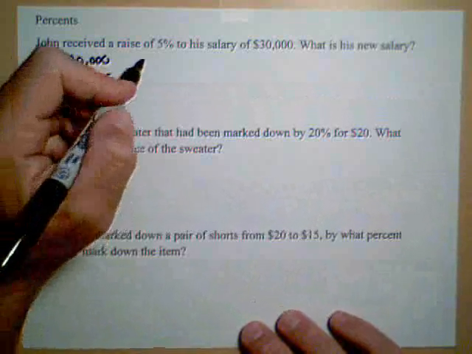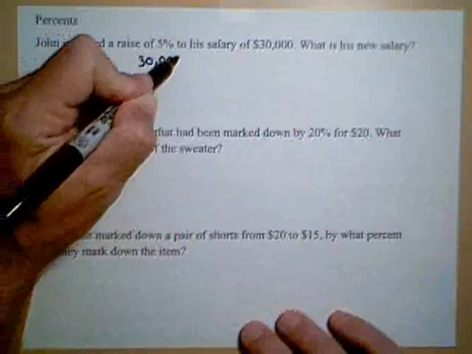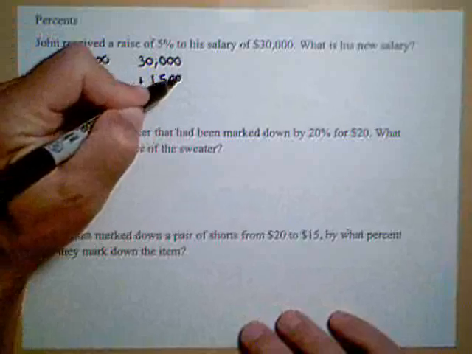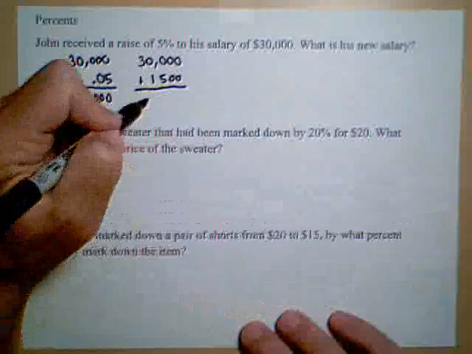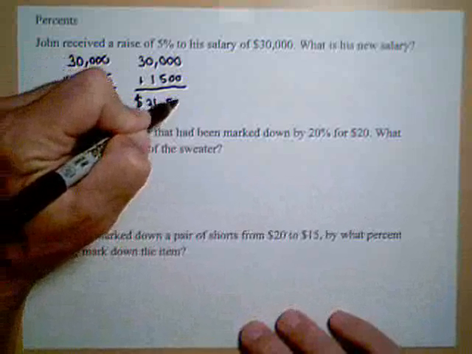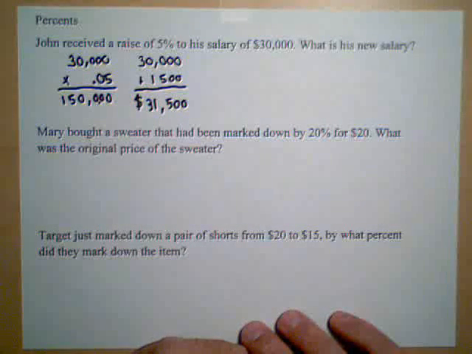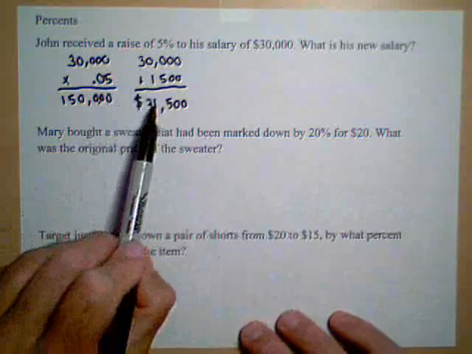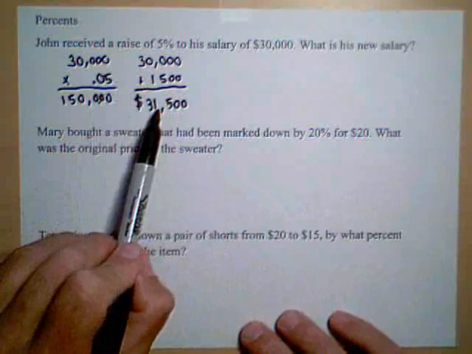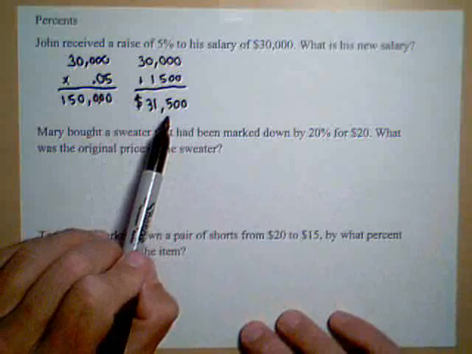Now to get his new salary, we just have to add that to his old salary. That gives us a new salary of $31,500. Now we could have done this in one step. The reason being, $31,500 is 5% more than his last salary, but it's 105% of his old salary.